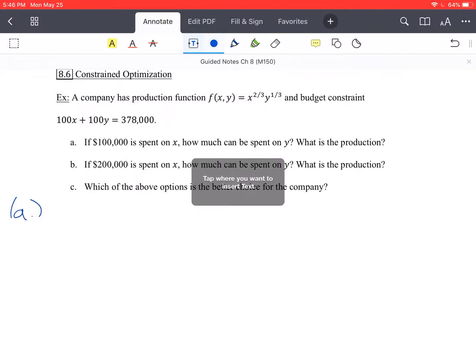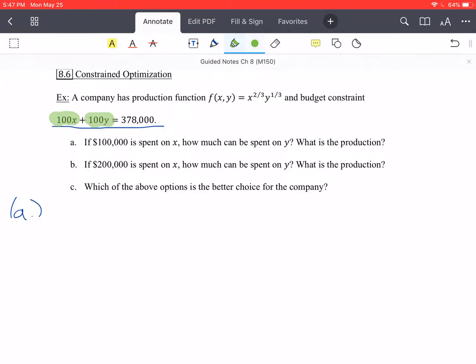our budget constraint right here tells us I have 100x plus 100y equals 378,000. So that tells me it's costing, or the amount of money that I'm netting out of this is going to be, no, I was right, that's on the cost, sorry about that. So the cost of making a unit of x is 100, cost of making a unit of y is 100, and they have $378,000 total to spend. So, if they spend $100,000 on x, how much can be spent on y, and what is their production?